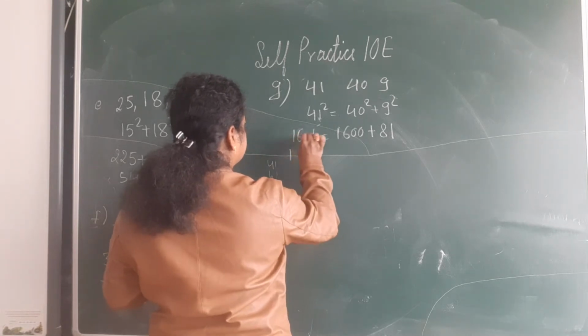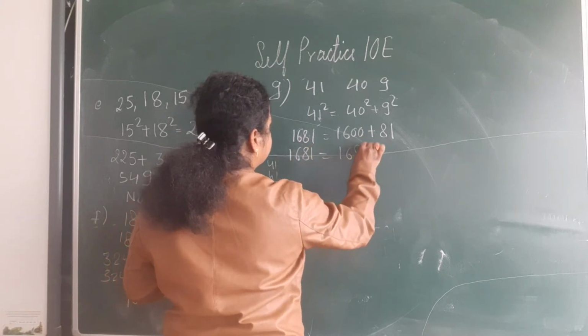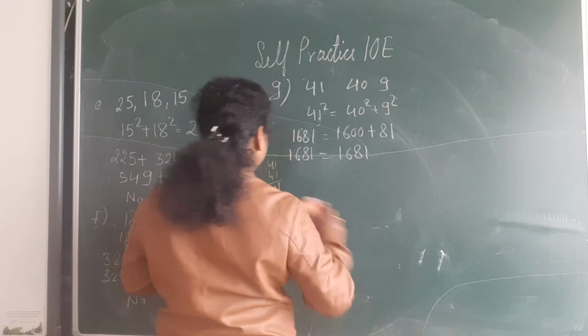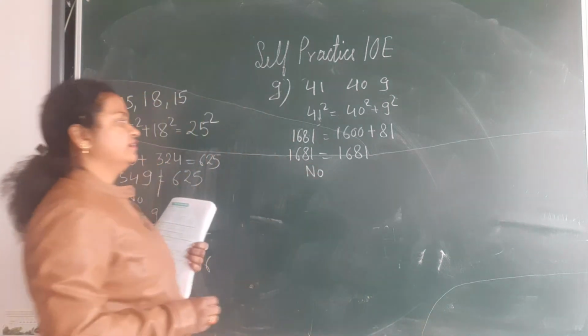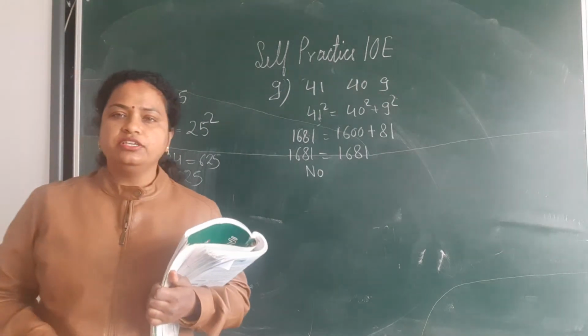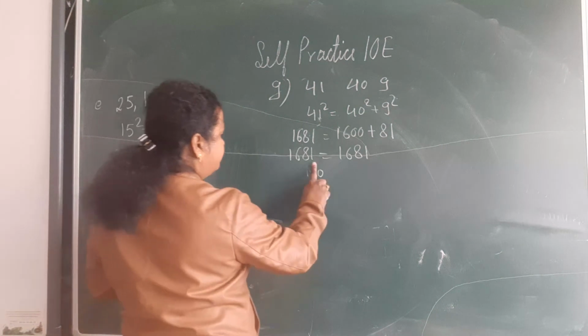1681. And here also it is equal to 1681. Both are equal to each other, so it follows the Pythagorean triplet.